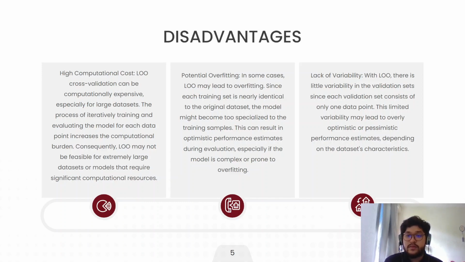Lack of variability. With leave one out, there is little variability in the validation sets since each validation set consists of only one data point. This limited variability may lead to overly optimistic or pessimistic performance estimates, depending on the dataset's characteristics.